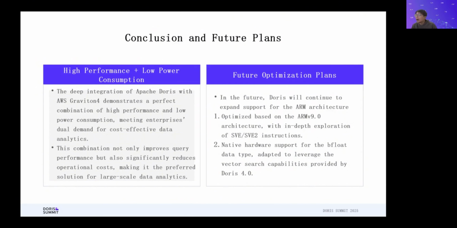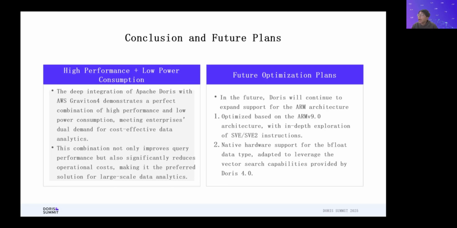Now, let's talk about the future optimization plans. Apache Doris will continue to expand its support for the ARM architecture. It's a very important work for us. There are two works we will focus on. First, we will conduct optimization based on the ARM v9.0 architecture. This will involve in-depth exploration of SVE and SVE2 instructions. These instructions offer more advanced vector computation capability. By using them, we can further improve the performance of Apache Doris on ARM.